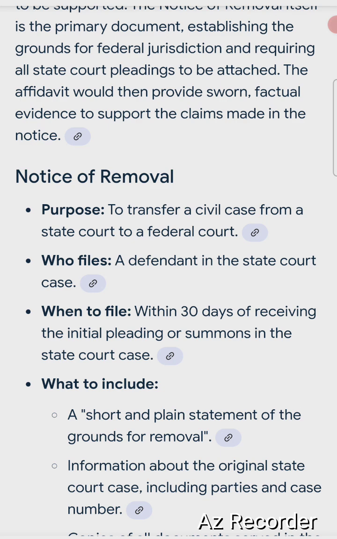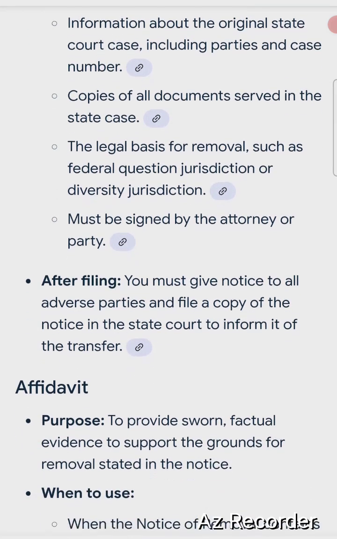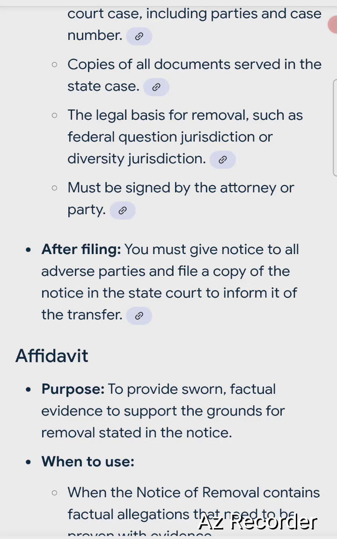So, going on, what to include? A short and plain statement of the grounds for removal. All right, jurisdiction, fraud upon the court, to the end of it. Information about the original state court case, including parties and case number. Copies of all documents served in the state case. The legal basis for removal, such as federal question jurisdiction or diversity jurisdiction, must be signed by the attorney or party. All right, and of course, we don't represent ourselves. We stand before the court in propria persona, sui juris.